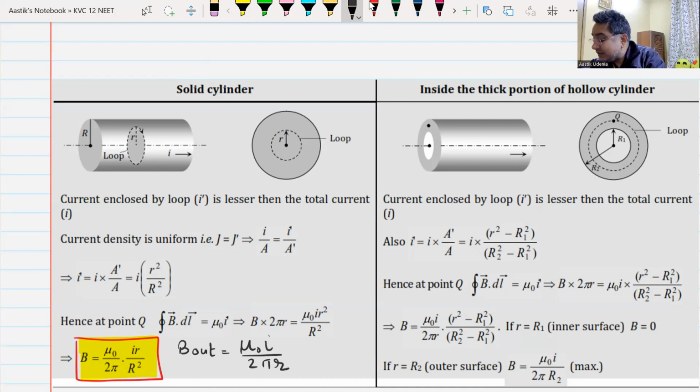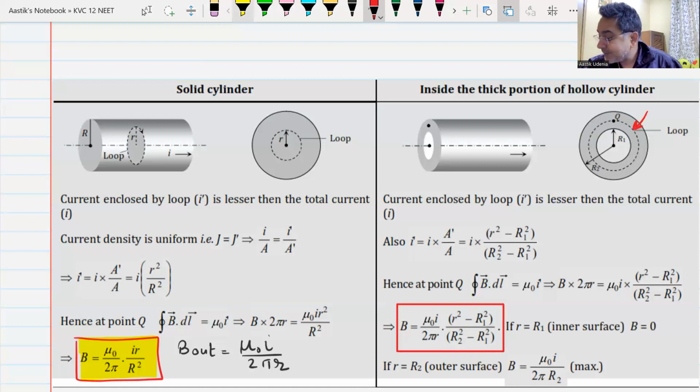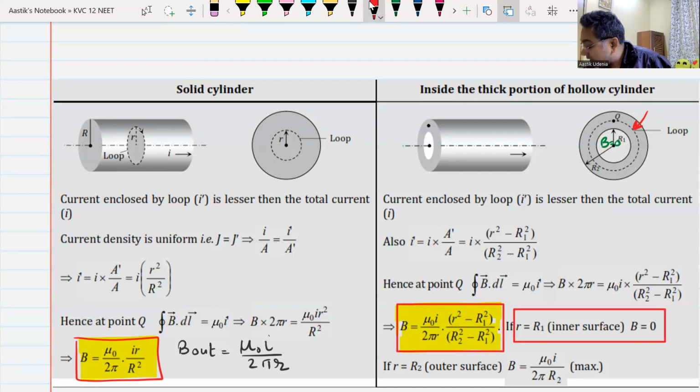If you have a thick shell, you don't have to remember anything apart from this, which I am going to put in a box. This is the magnetic field in between the cylindrical shell. Do you see this region? Inside, the magnetic field is 0. Inside this part, the magnetic field is 0. Also on the inner surface, the magnetic field is 0. You just have to write the points which I am highlighting.